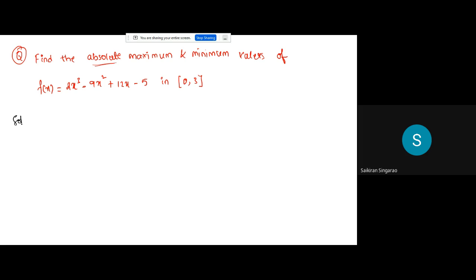Yes, sir. So it is the same as finding local maxima and local minima only. One last check you have to do. So please try to find this one, everybody. Please try to do this question. Everybody take 2 minutes and please try to solve this question.